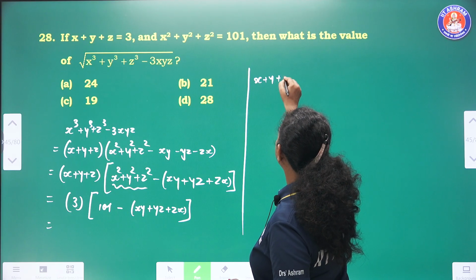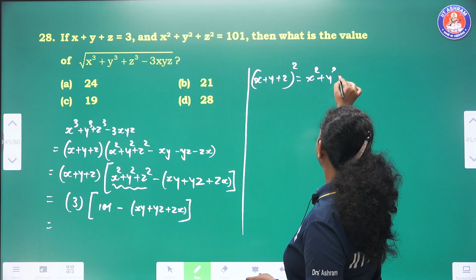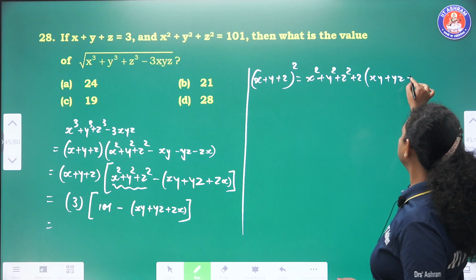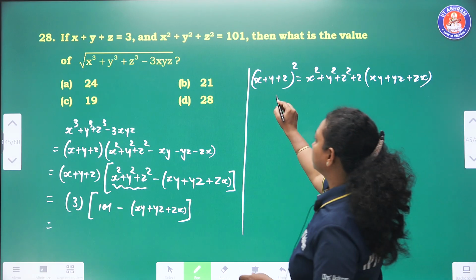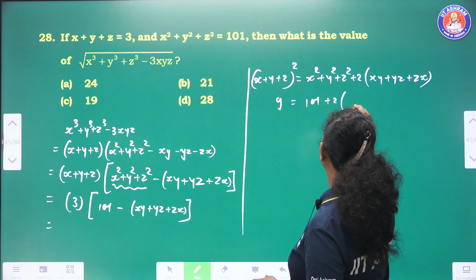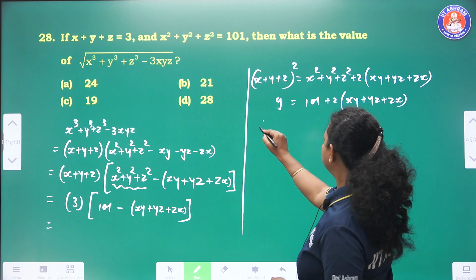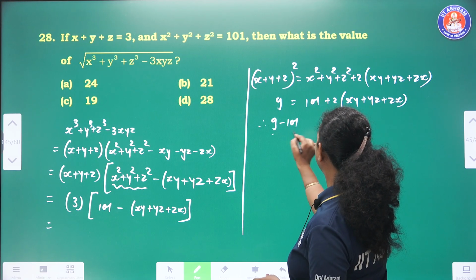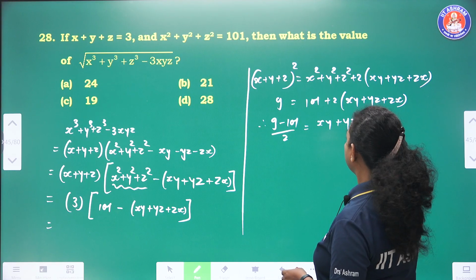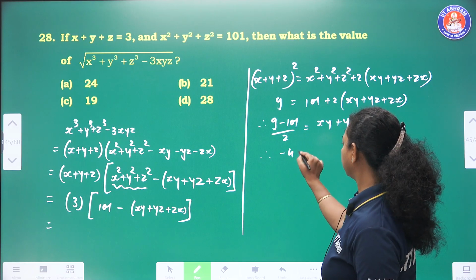x plus y plus z whole square is equal to x square plus y square plus z square plus 2 times xy plus yz plus zx. So it is 3 square, that is 9, is equal to 101 plus 2 times of, if we further simplify, it is 9 minus 101 by 2, so 9 minus 101 is minus 92 by 2, which is minus 46.